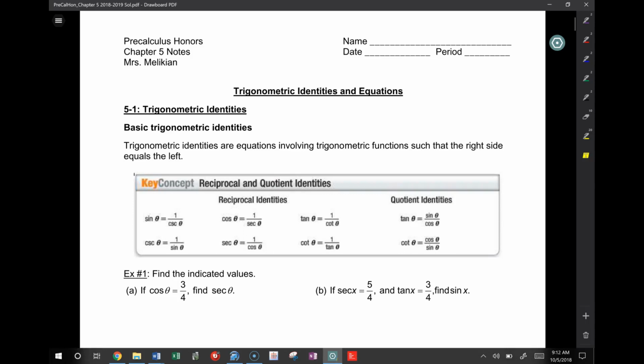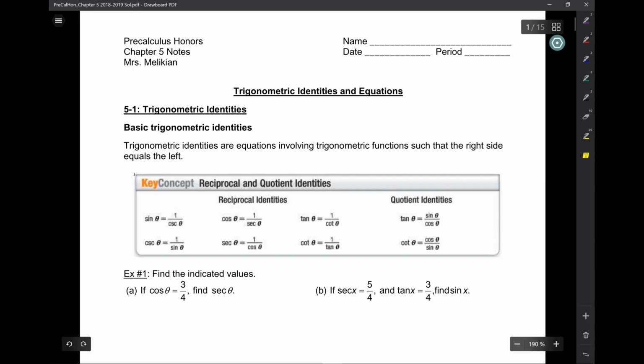All right, so we're in chapter 5 today. This whole section is on trig identities. Trig identities are equations that compare trig expressions. So they're equations that have one trig expression on the left side and one trig expression on the right side, and it shows how those two can be equal to each other, okay?